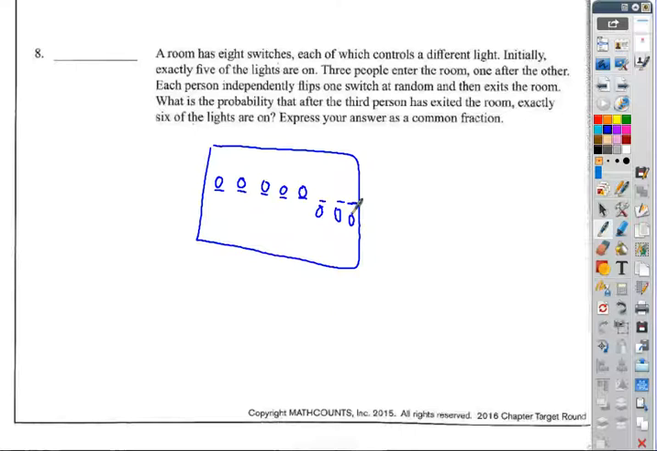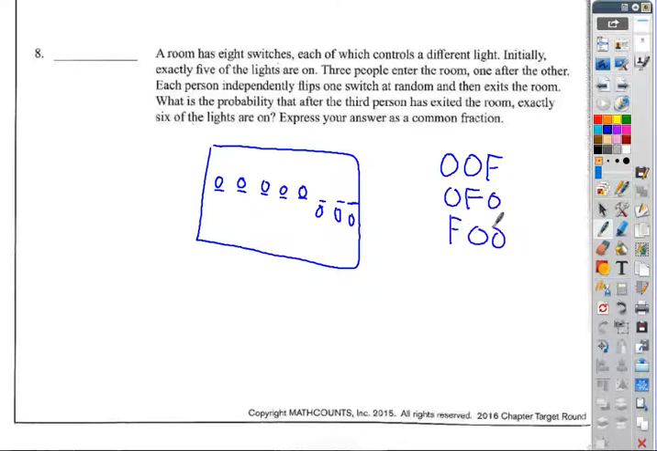What is the probability that after the 3rd person has exited the room, exactly 6 of the lights are on? Okay, so we know that if we want 6 of the lights to be on at the end, and we have 5 on right now, then 2 of the 3 people have to turn lights on, and the remaining 3rd person has to turn a light off. Okay, so let's write that out. The first person turns on, second person turns on, and the 3rd person turns off, with F for off and O for on. Okay, so let's say how many different arrangements are there of these 3 people? Well, there are 3. There's OOF, OFO, and finally FOO.